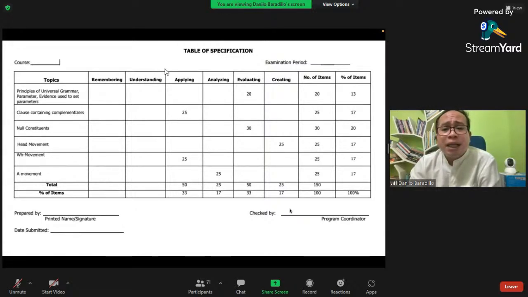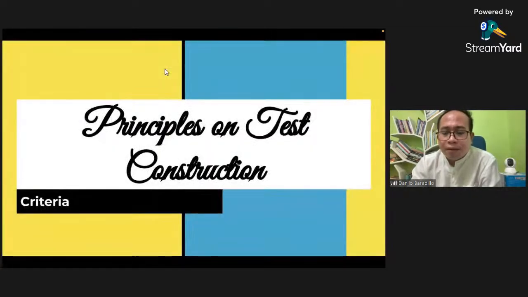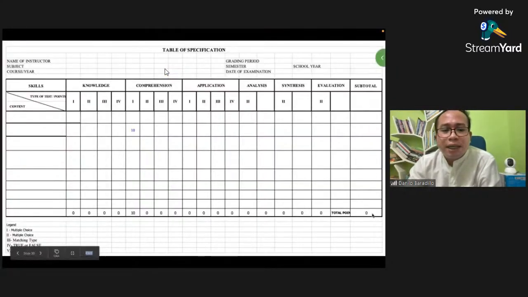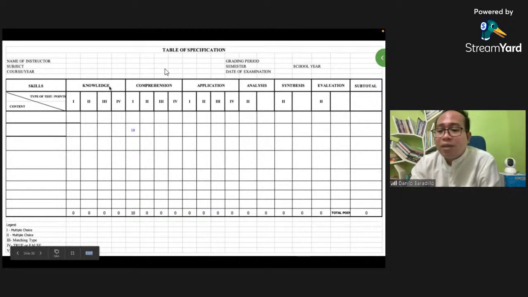Now, this is another phase of the table of specifications. You have the name, the instructor, the subject, the course, the year, and so on. These are all very specific. And you have placed here the skills. Of course, it's very old. It should be knowing and so on, the way we are transforming that. So in here, they used knowledge, comprehension, application, analysis, and evaluation, and then the subtotal.